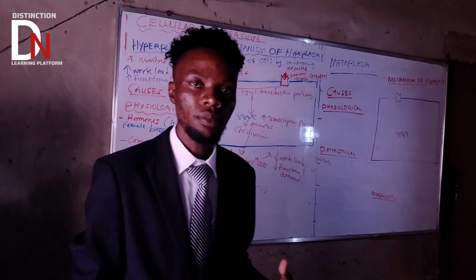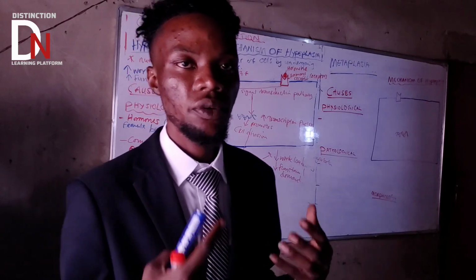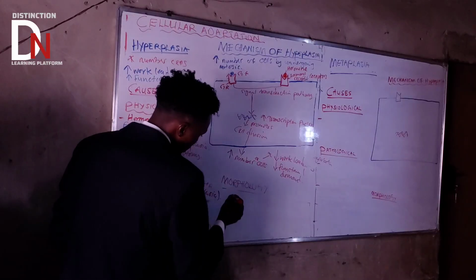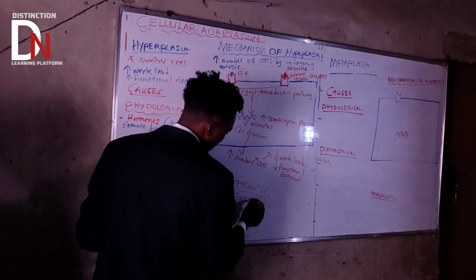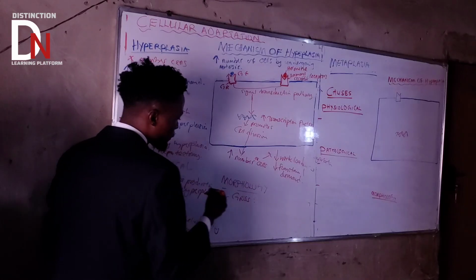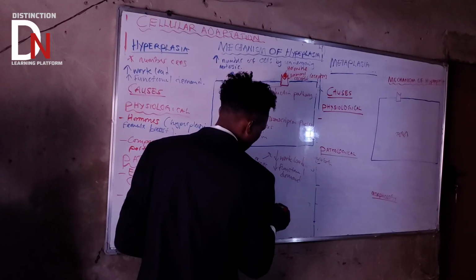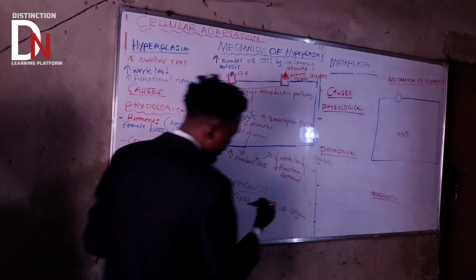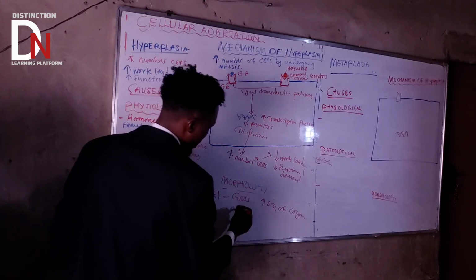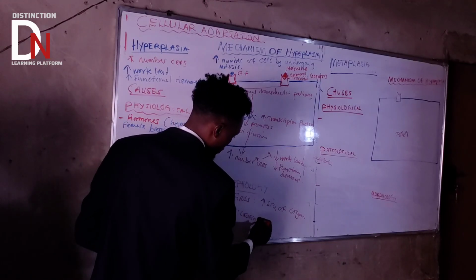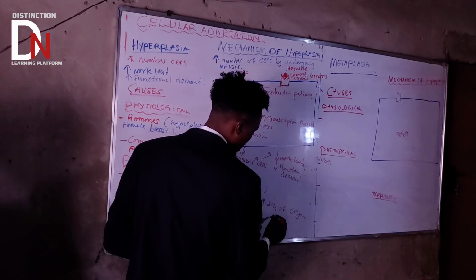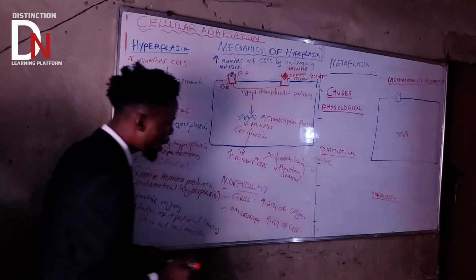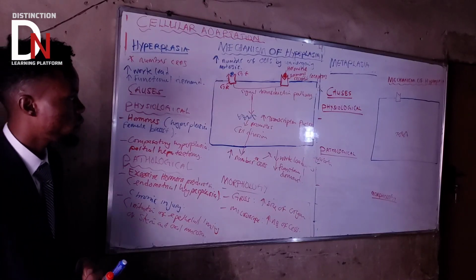What can you see from morphology? Morphology means what you can see using either your naked eyes or a microscope. Using your naked eyes, meaning grossly, you're going to see an increase in the size of the organ that is undergoing growth. Under the microscope, you can see an increase in the number of cells.